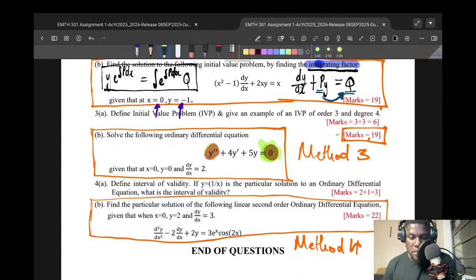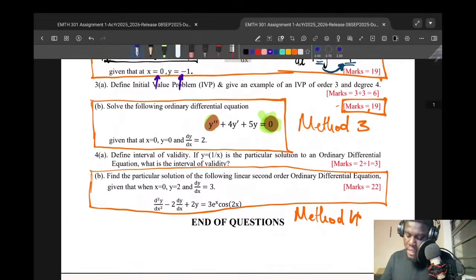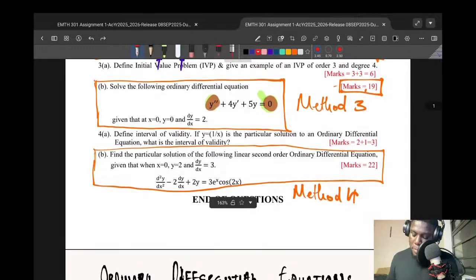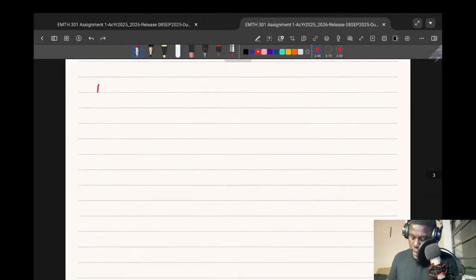Let's go ahead and do it, because I know everyone will remember the stages when I start to solve: the D operator form, the auxiliary equation. Everyone can remember that part. You should remember the solutions when you find your M. So here we have y prime prime plus 4y prime plus 5y equal to 0.